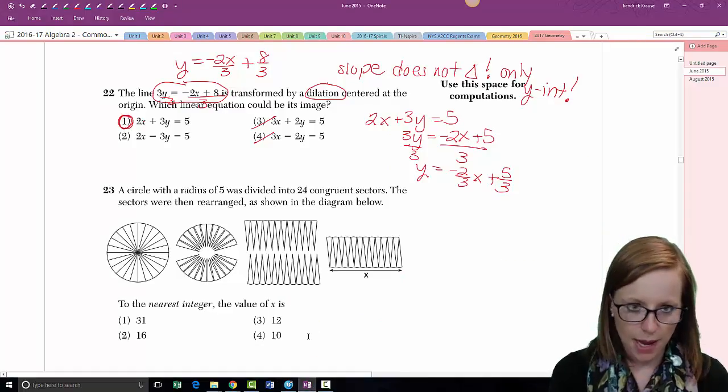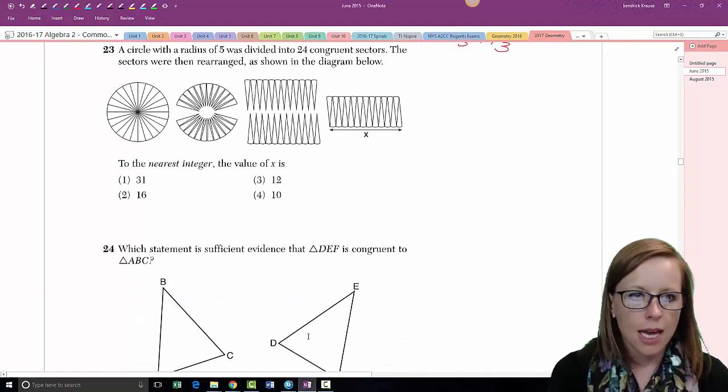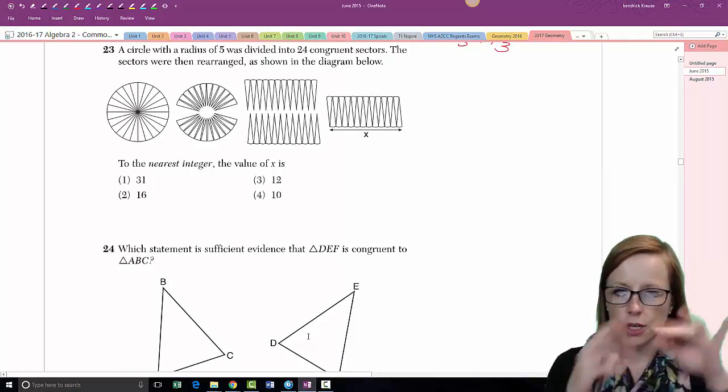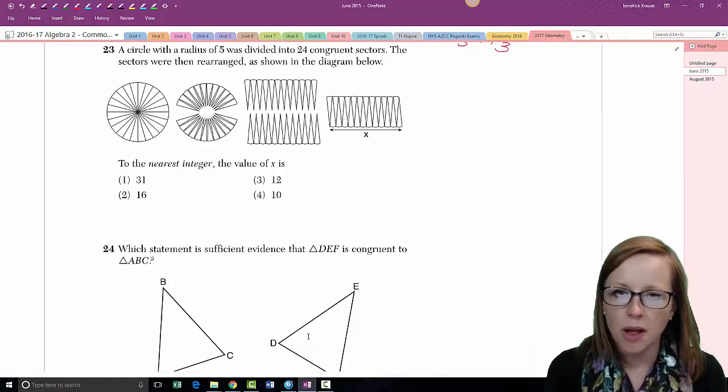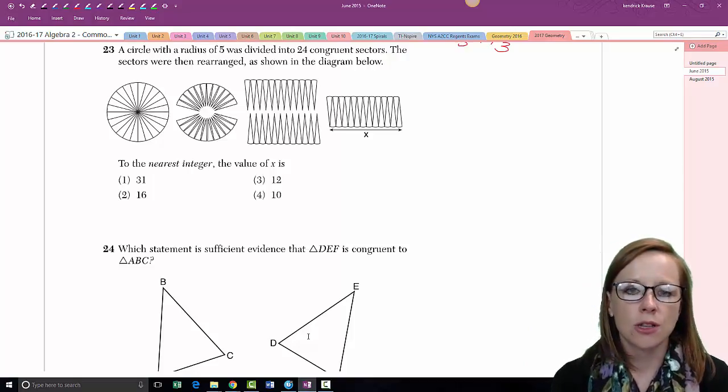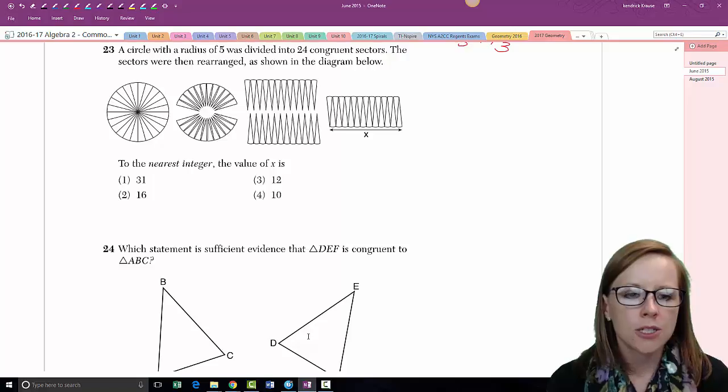All right, let's talk about 23. A circle with a radius of 5 was divided into 24 congruent sectors. So they cut it up like a pie, but made the smallest pieces of pie ever. The sectors were then rearranged as shown in the diagram below. To the nearest integer, what is the value of x?